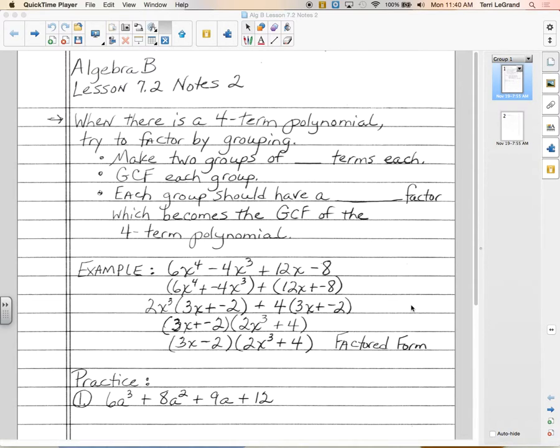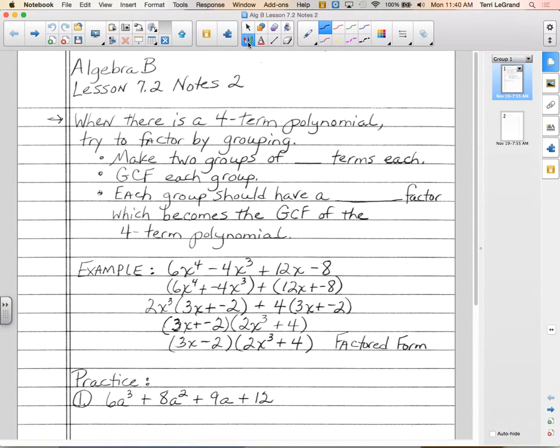Continuing on lesson 7.2, we're going to do the factoring by grouping part that is also included in this lesson. So here's what we're going to look for. When there is a four-term, and would you circle that please? Four-term polynomial. When there is a four-term polynomial, notice what I say. Try to factor by grouping.